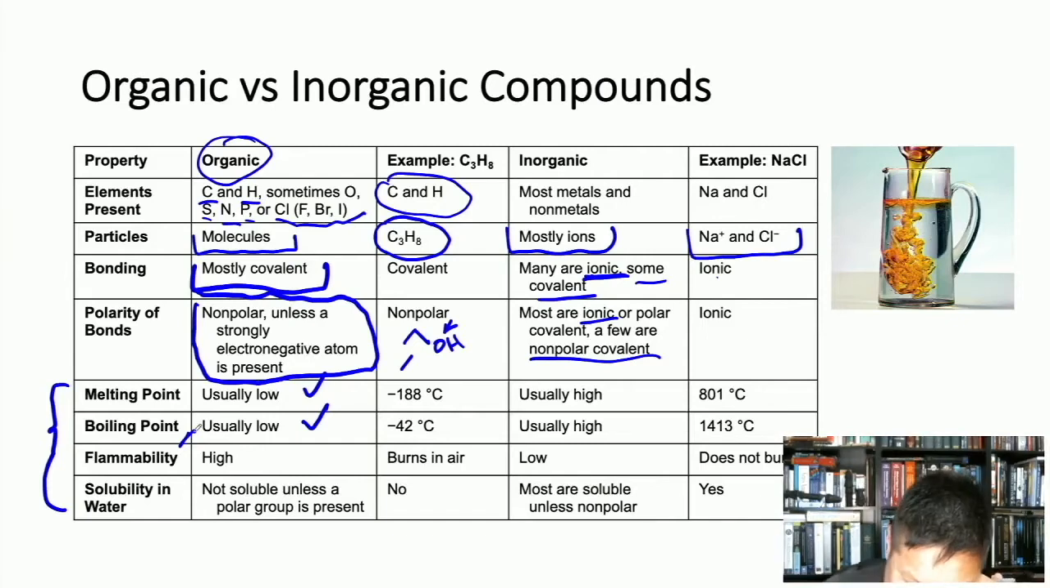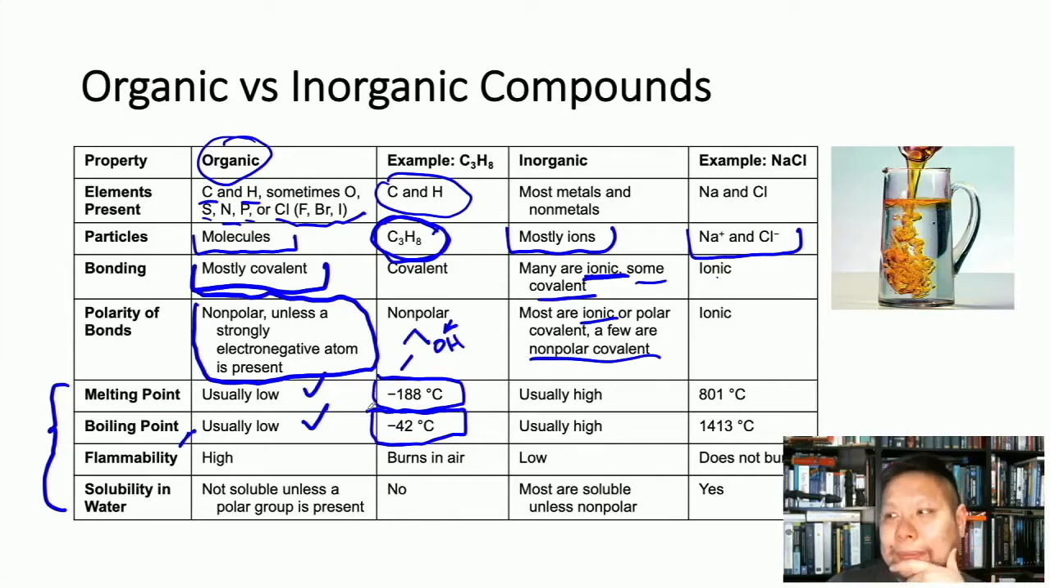So the example they have here is, again, propane, right? And its melting point, holy mother, is negative 188 degrees Celsius, and its boiling point is minus 42 degrees Celsius. So it's a pretty low boiling point and low melting point.